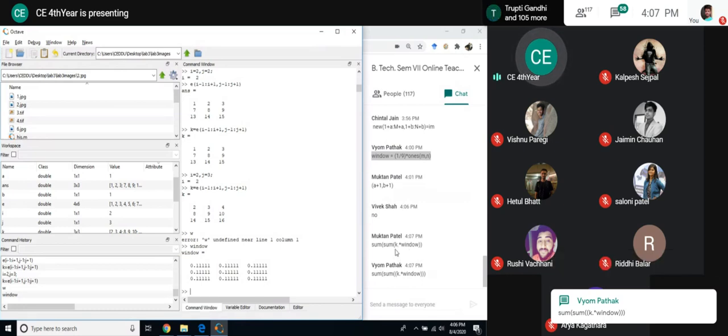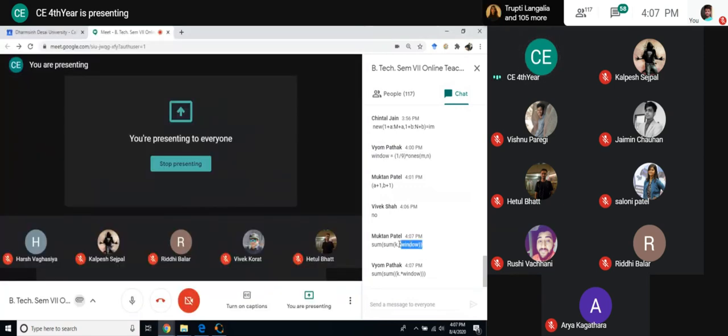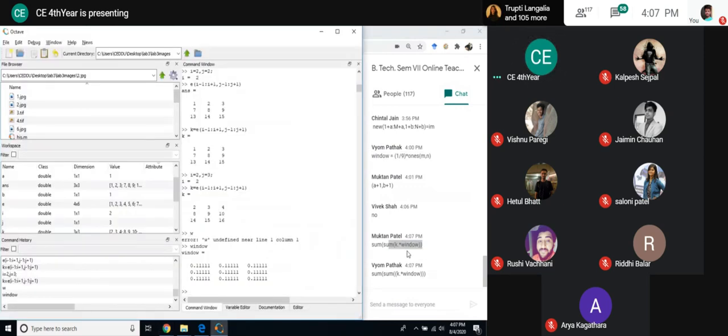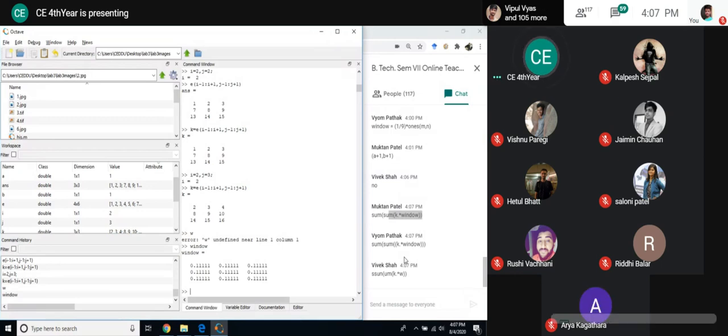K into window, sum of K into window. Oh, that is correct. That is true. So we are going to use this command. Now, the purpose is that I want to change K all the time. Yes, Vivek, I think you are also clear. That's good.